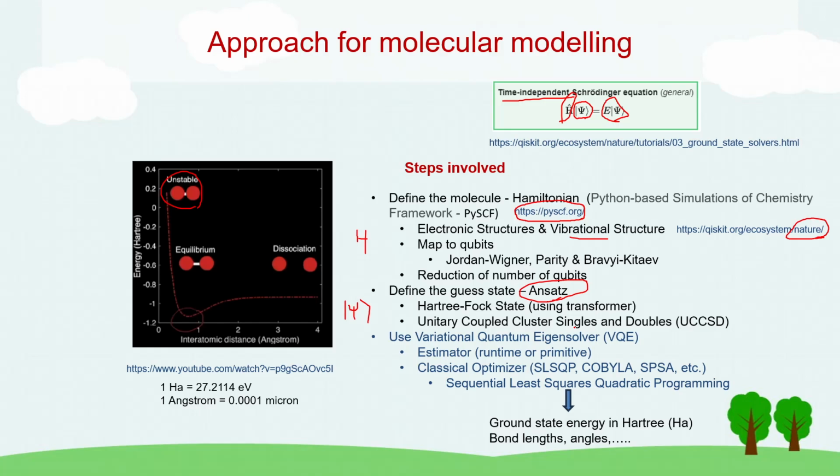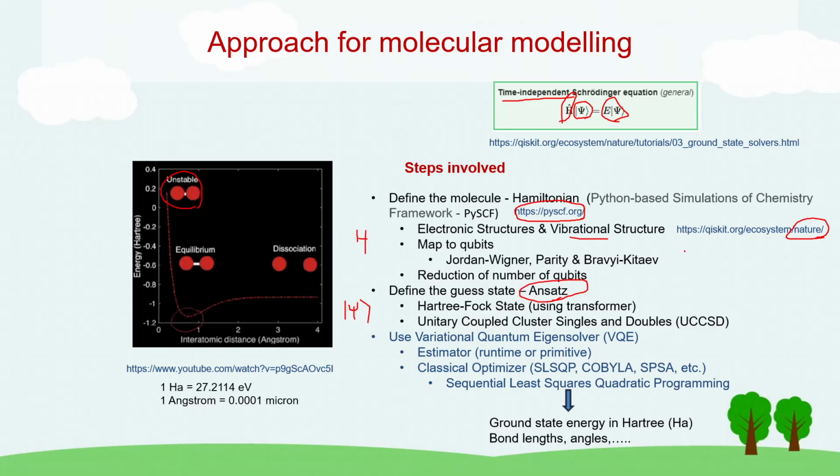And how do we choose? Based on, of course, the physics behind it or the chemistry behind it. Since I'm not an expert in this field, I just took an example from IBM Qiskit and brought it out here. Okay. So now we have defined both Hamiltonian and the state psi.